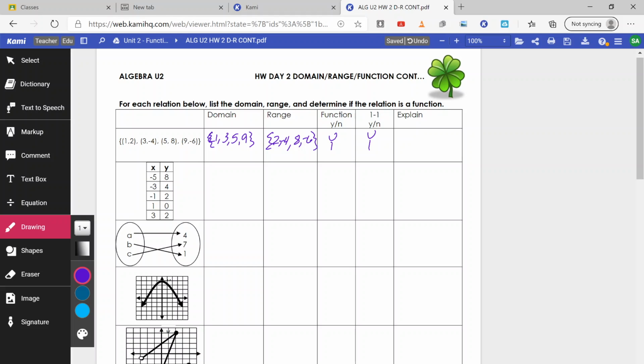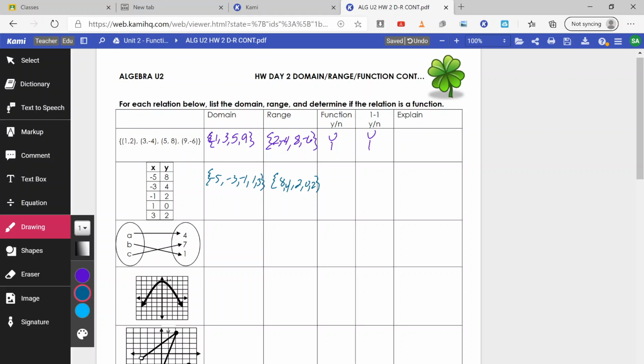For our second problem, the table here, we're going to list off the x values of our domain: negative 5, negative 3, negative 1, 1, and 3. And we are going to list off our y values: 8, 4, 2, 0, and 2.